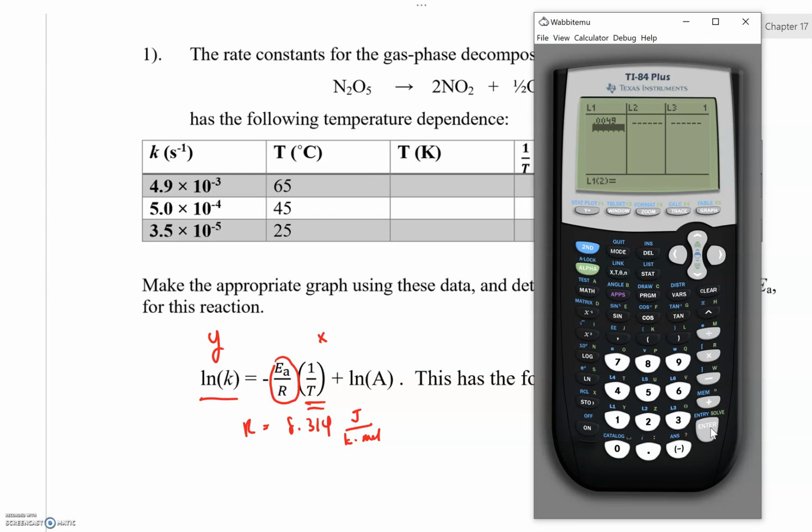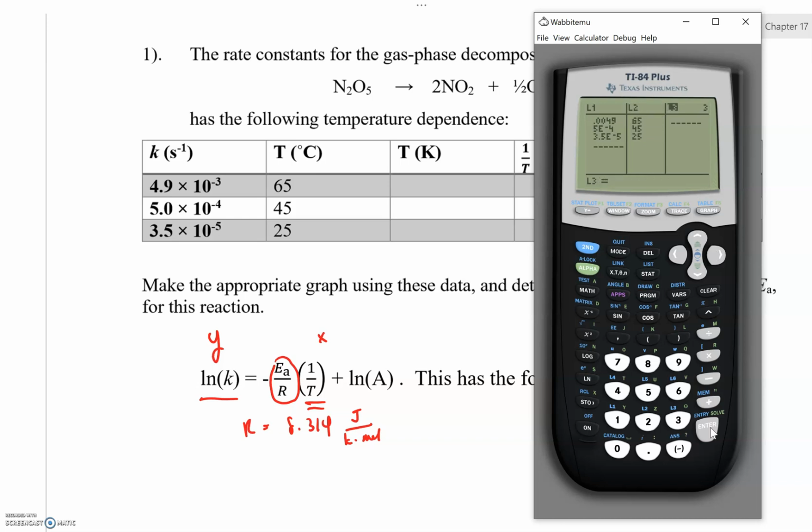0.0049. So when we enter the next one, it's one more decimal place, so 0.0005. There's our 5 times 10 to the negative 4, and the last one is 0.000035. So I don't have to mess around with this scientific notation, so the calculator is going to do it for me. For temperature, we're going to go into L2, and we're going to enter these.